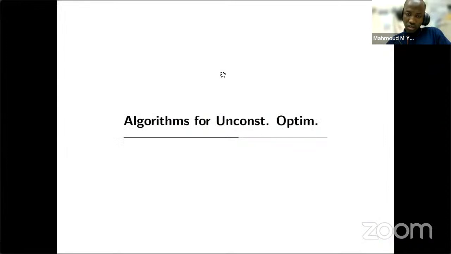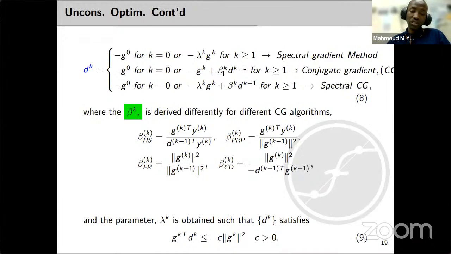Okay, so the next thing to think about is, since Mr. Adamu talked about the problem of non-negative matrix factorization, if you have a model, the next question one needs to ask is, how can we solve this? One approach is to use unconstrained optimization algorithms. And as I said previously, in the definition of the recurrence formulation, the direction is what differentiates one algorithm from another in the context of line search based algorithms.